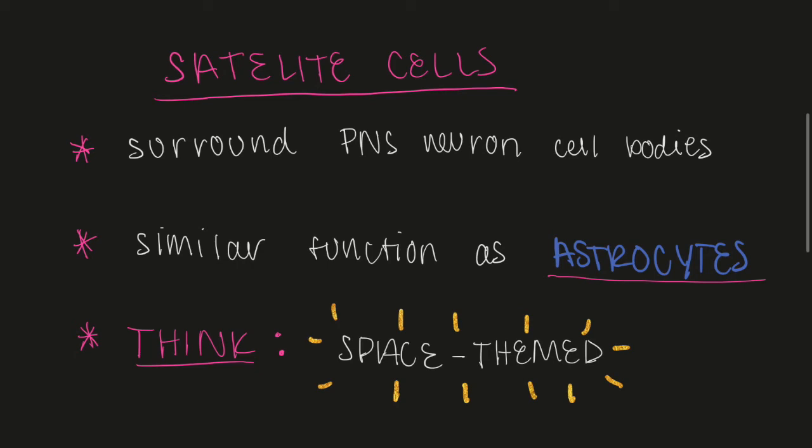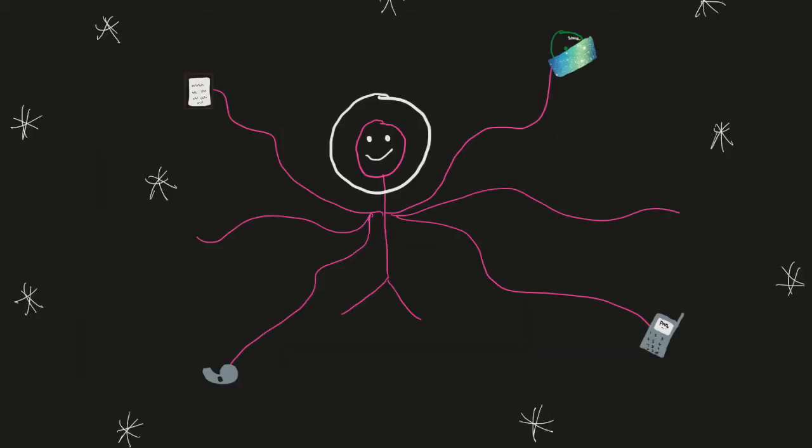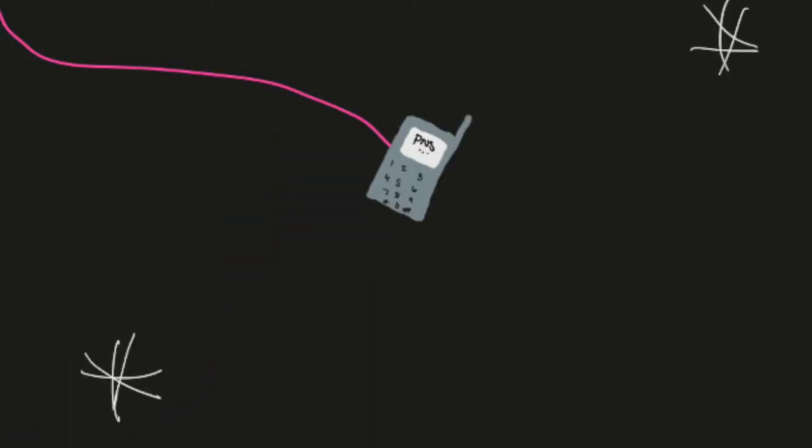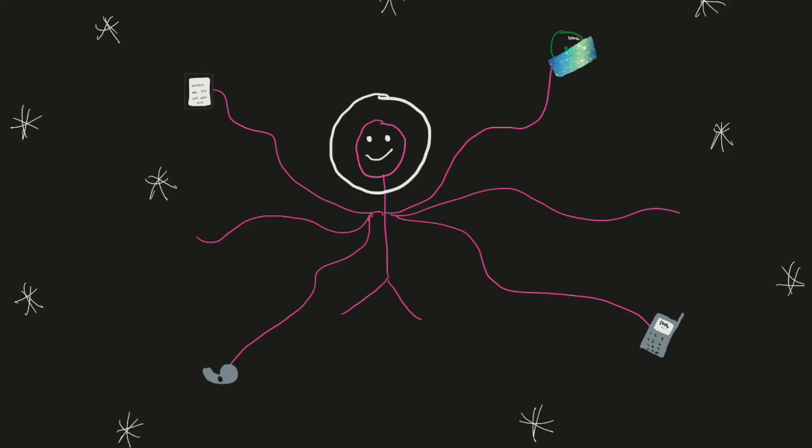When I was studying this, I would think of our satellite cells as being under kind of the same astronomical space theme as our astrocytes. This is because they share similar functions, just within different systems. So I drew our space-themed satellite cell with their different branches and tasks, such as surrounding neuron cell bodies and other tasks similar to the astrocytes. Remember, our satellites in space are like our astronomical astrocytes.